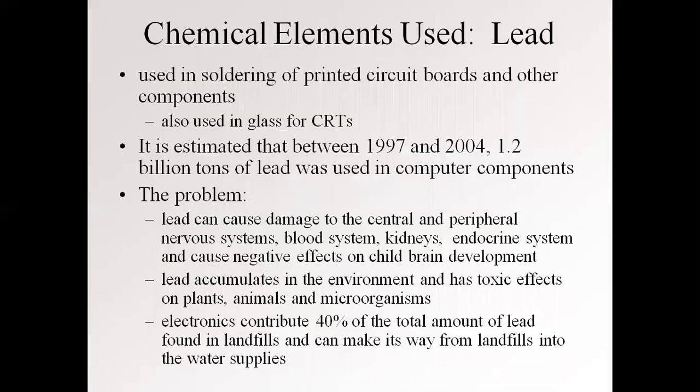Now, the chemical elements used in the manufacture of computing components. The first chemical used is lead. We'll see how it is used. Lead is used in the soldering of printed circuit boards and other components. It is also used in the glass for CRTs.